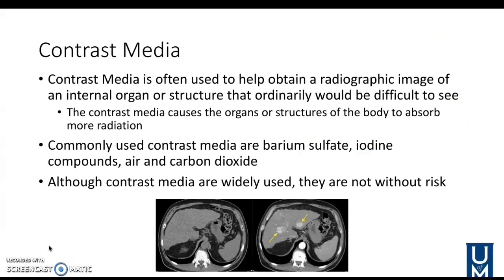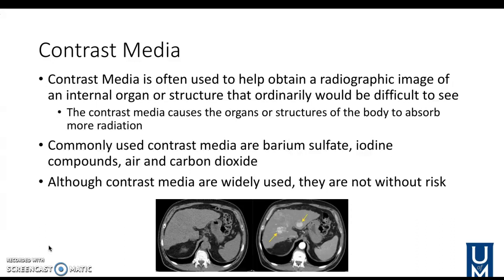Okay, so for radiological tests, we often use what is known as contrast media. Contrast media is often used to help obtain a radiographic image of an internal organ or structure that ordinarily would be difficult to see. So the contrast media causes the organs or the structures of the body to absorb more radiation. Commonly used contrast media may include barium sulfate, iodine compounds, air, and carbon dioxide. Although contrast media is widely used, there's often some risk to using it. The patient could be allergic to this type of contrast media you're using, and that's always something that you need to think about.